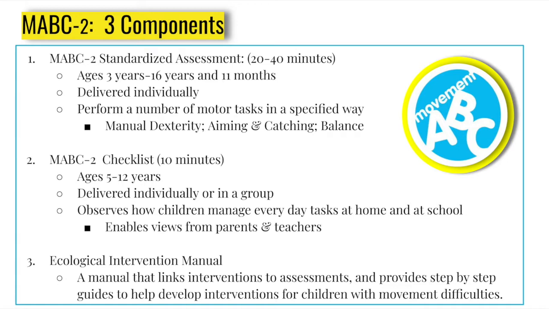The second is the checklist that takes approximately 10 minutes to deliver. Ages 5 to 12 years old can be tested individually or in a group, and this observes how children manage everyday tasks at home and at school, and it receives input and views from parents and teachers. Finally, the third component is the Ecological Intervention Manual, which is a manual that links interventions to assessments and provides a step-by-step guide to help develop interventions for children with movement difficulties.